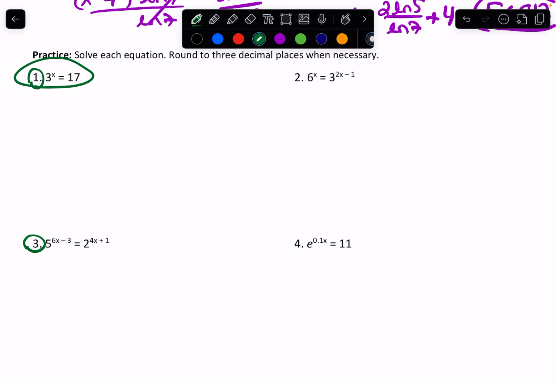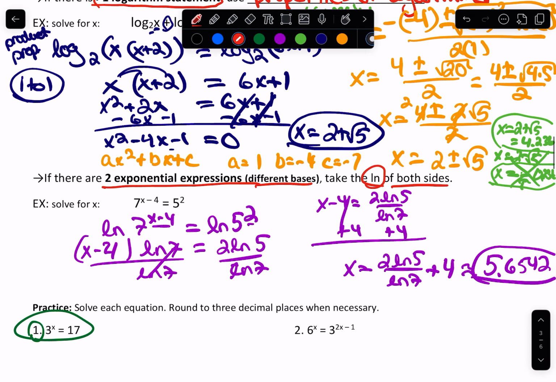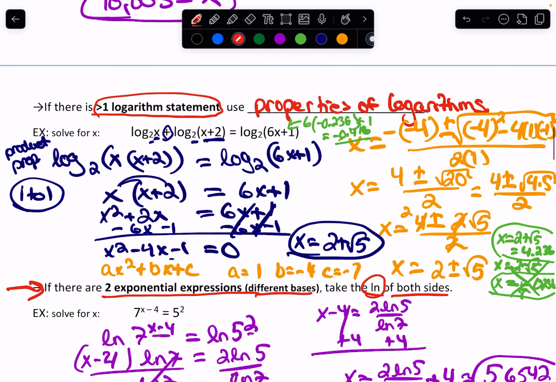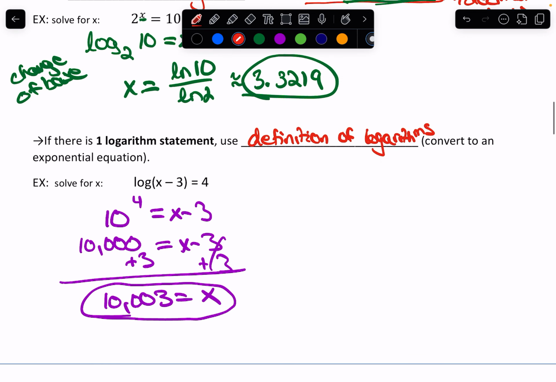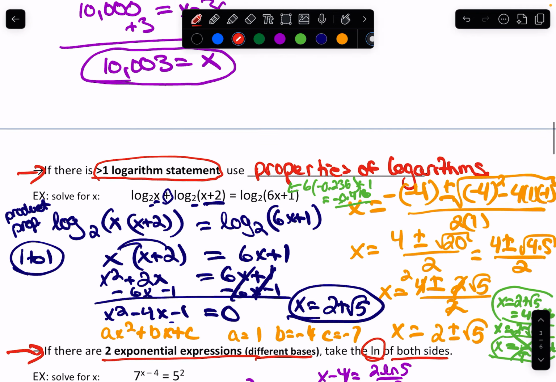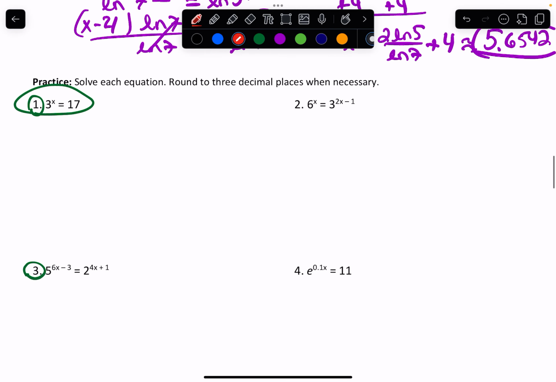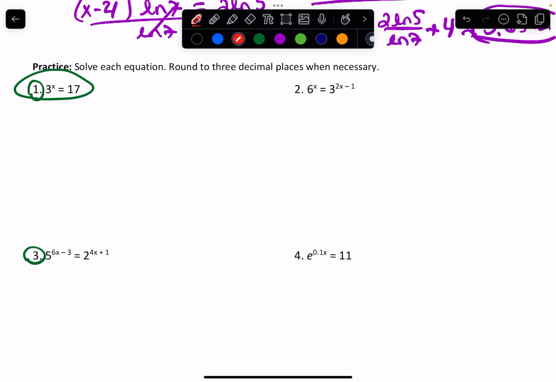Okay, 3 to the power of x equals 17. What we're going to use here, look at what we just learned, here, here, here, and here. Now, looking at this, we have one variable in the exponent. So what we're going to do is use the definition of log for this one.